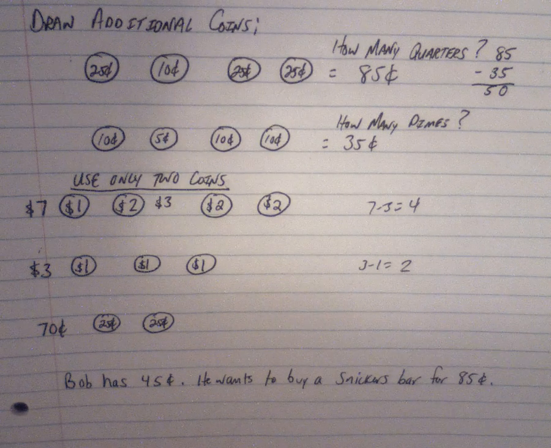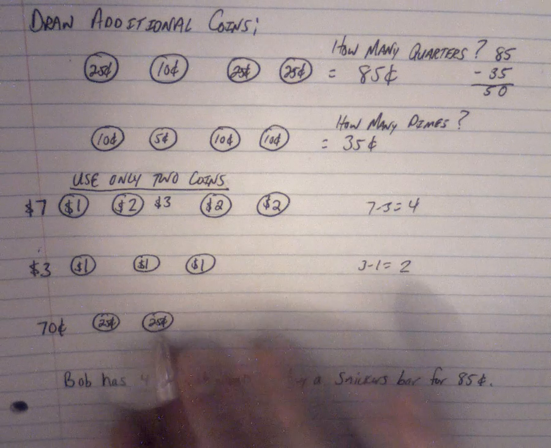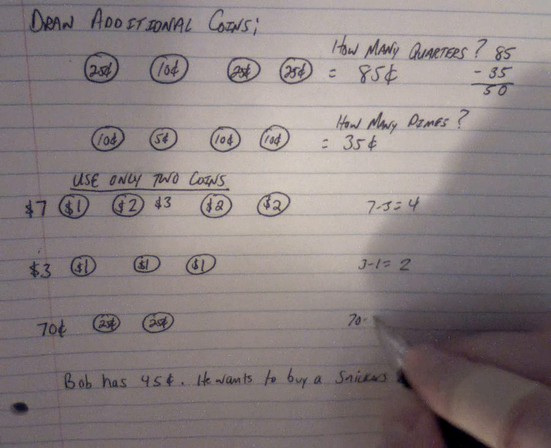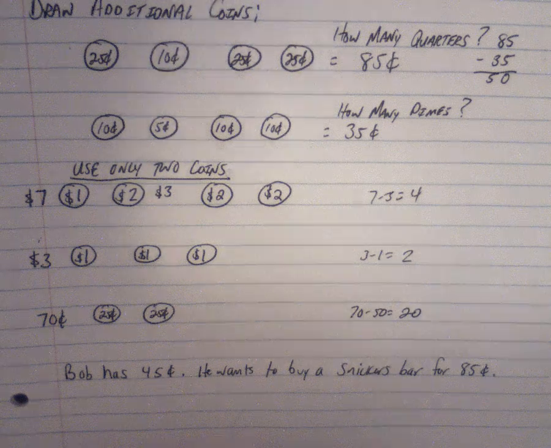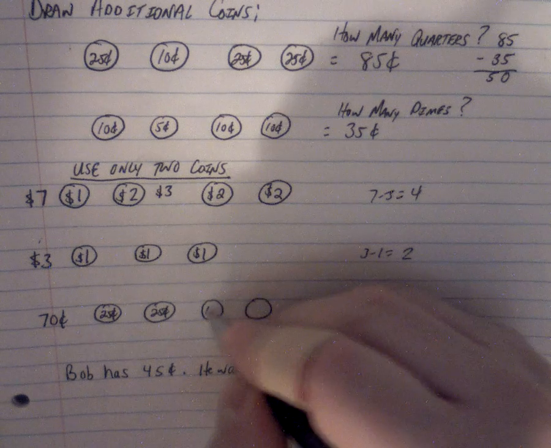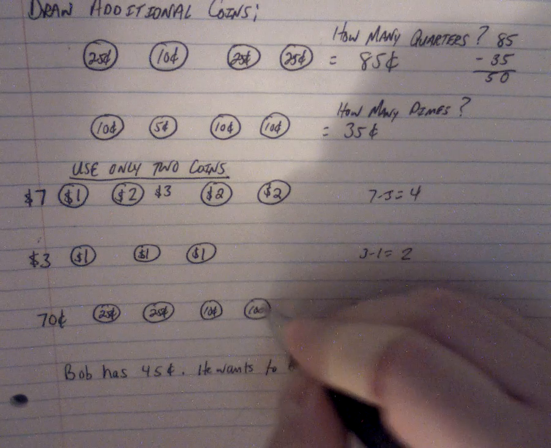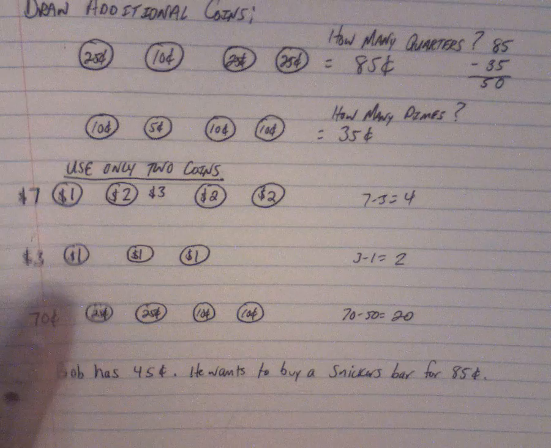Okay, I need to get to 70 cents. Right here, I know I have 50. 70 minus 50 equals 20. What 2 coins could I use to get me to 20 cents? The only 2 I can use are dimes. 20 cents, 10, 20. Okay.